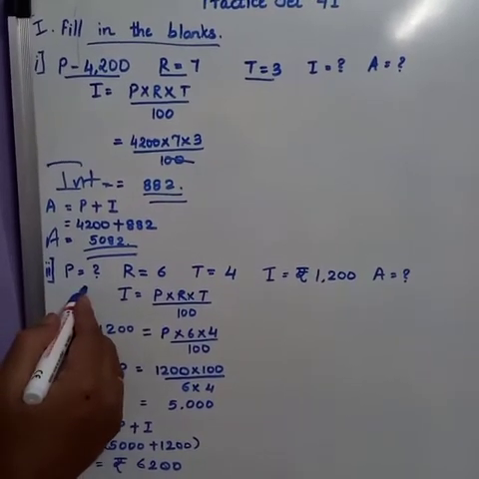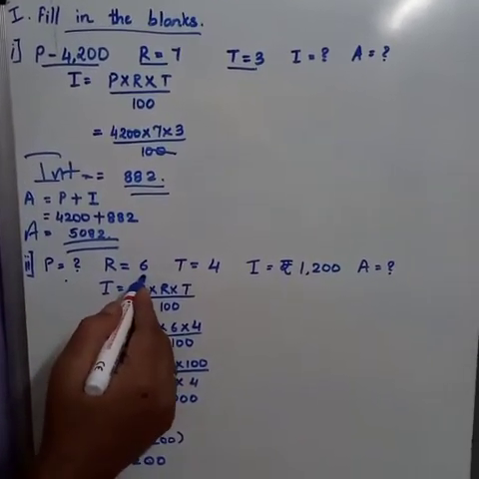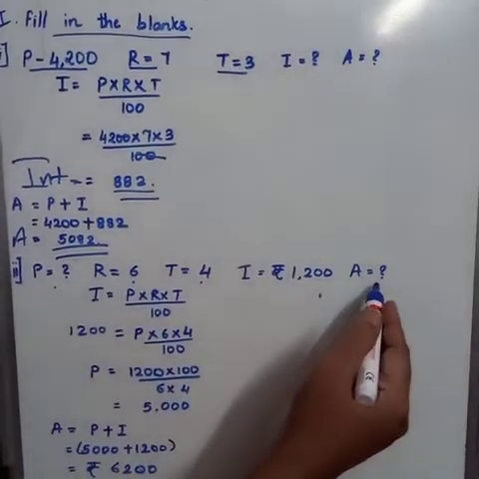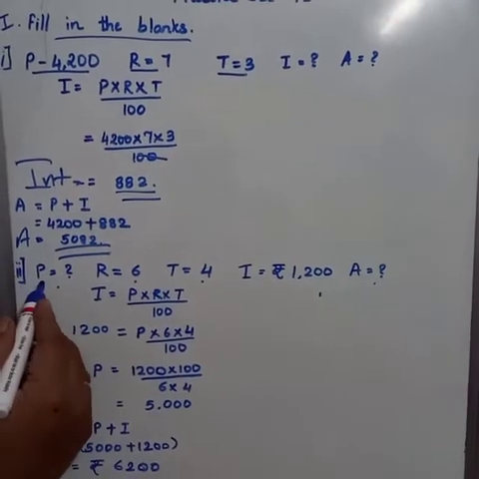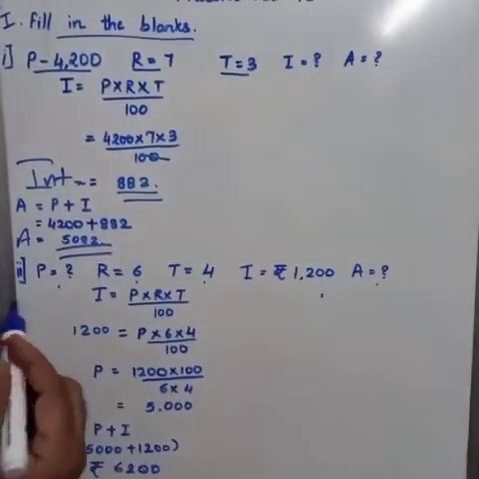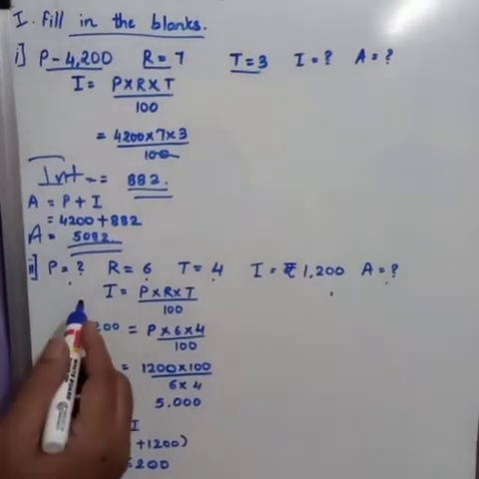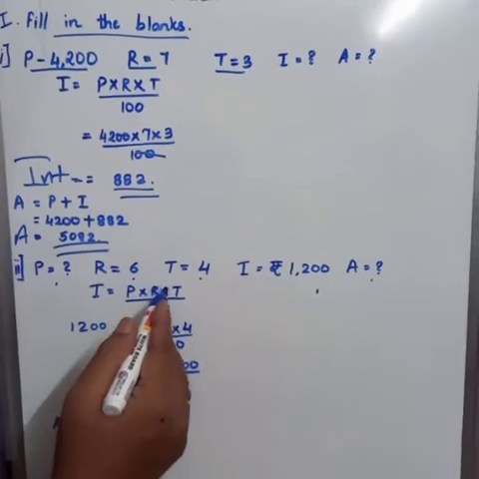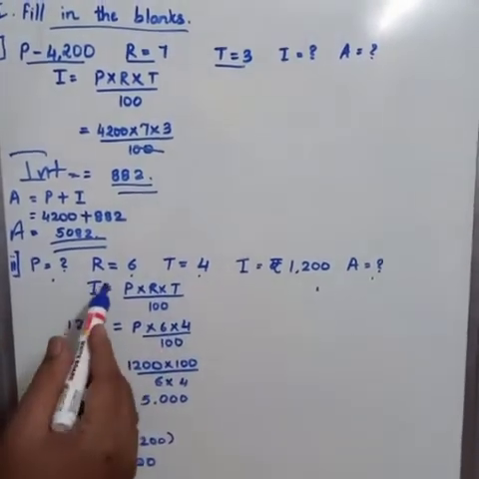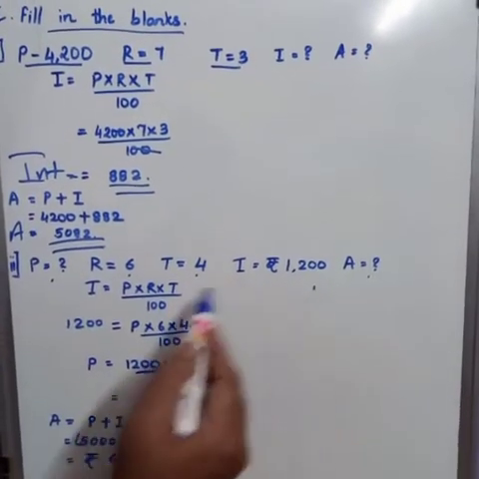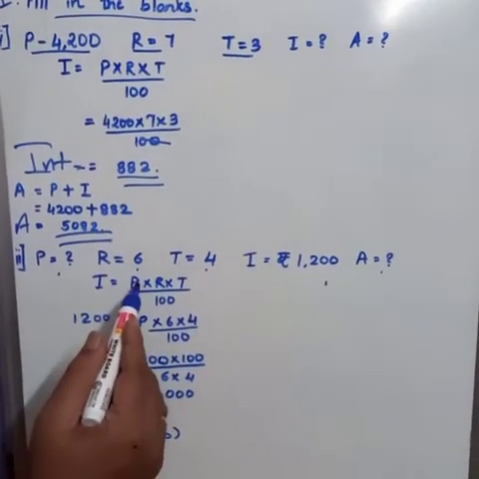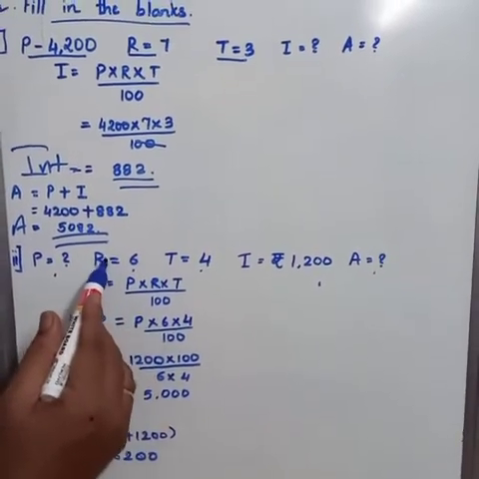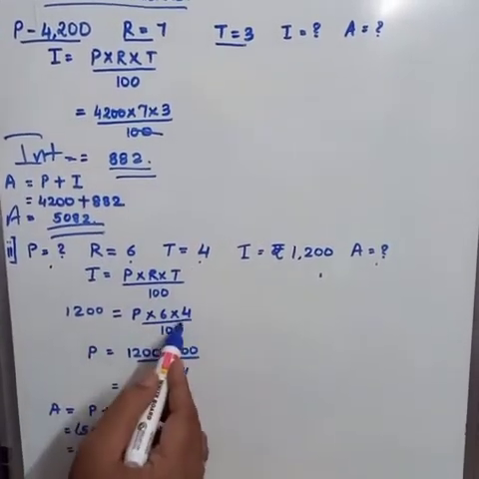The second one, they have not given us the principal. We need to find the principal. Rate of interest is 6, time is 4 years, interest is 1200, and we need to find amount also. So what are the two things to be found? Principal and amount. So first we'll find principal. Here also we use the same formula, that is interest formula. I is equal to P into R into T upon 100. So what's our I? Interest, that is 1200 rupees, is equal to principal, which we don't know. So we'll keep it P into rate of interest 6 and the tenure 4 upon 100.